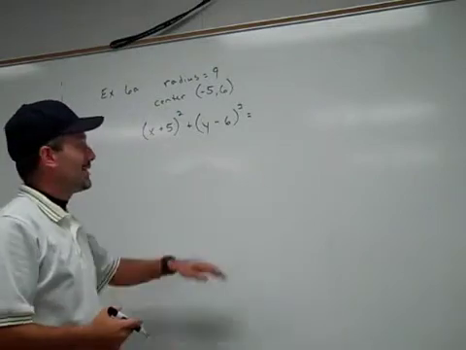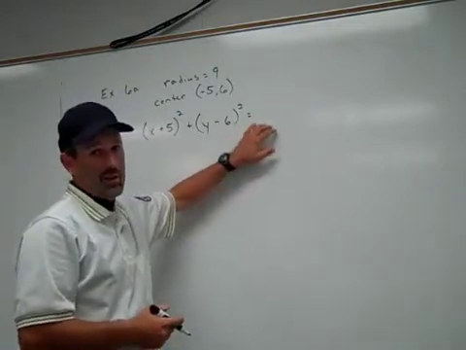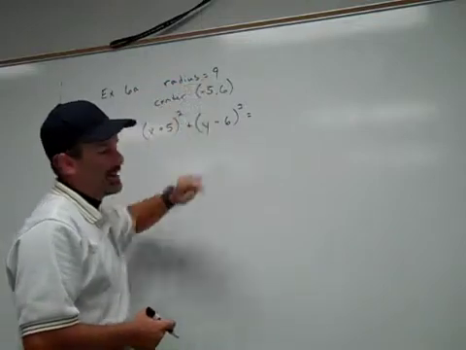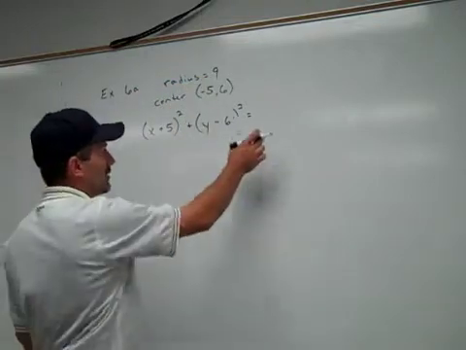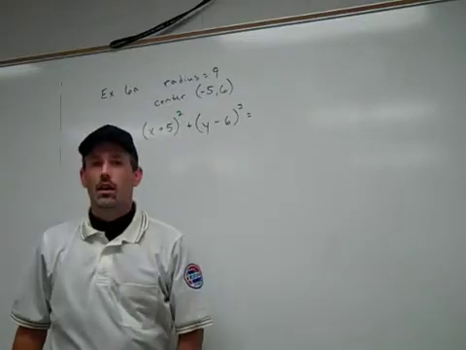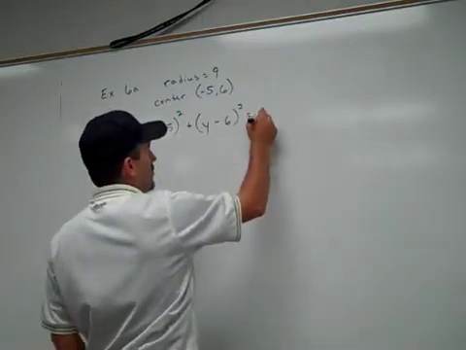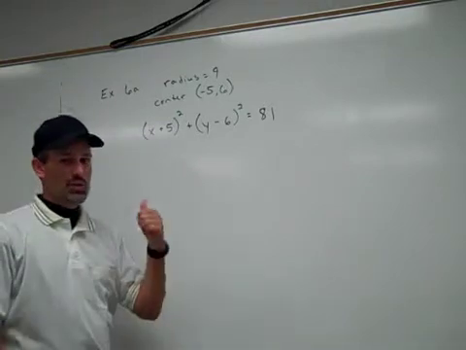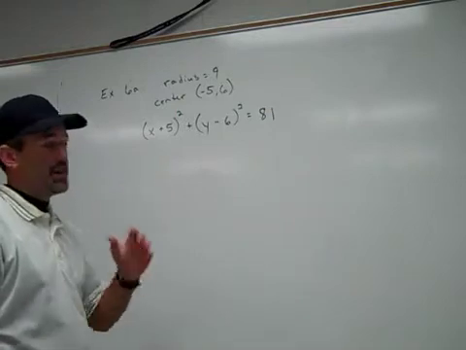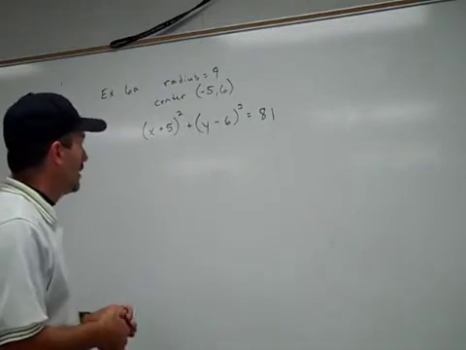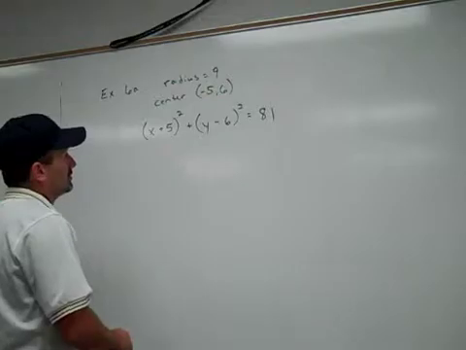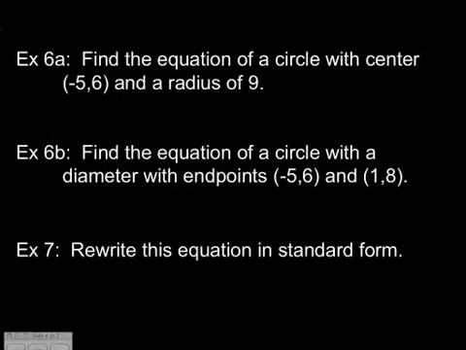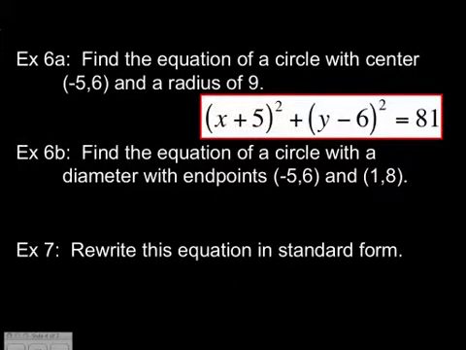The last thing we know is that this value over here is equal to the radius squared. So if our radius is 9, the value that goes here is going to be, and I know you all said it, 9 squared is 81. So that is our equation for example 6a. Very straightforward. If you know the radius and you know the center, it's very easy to find the equation for a circle. As we can see, that should have an equation of x plus 5 squared plus y minus 6 squared equals 81.